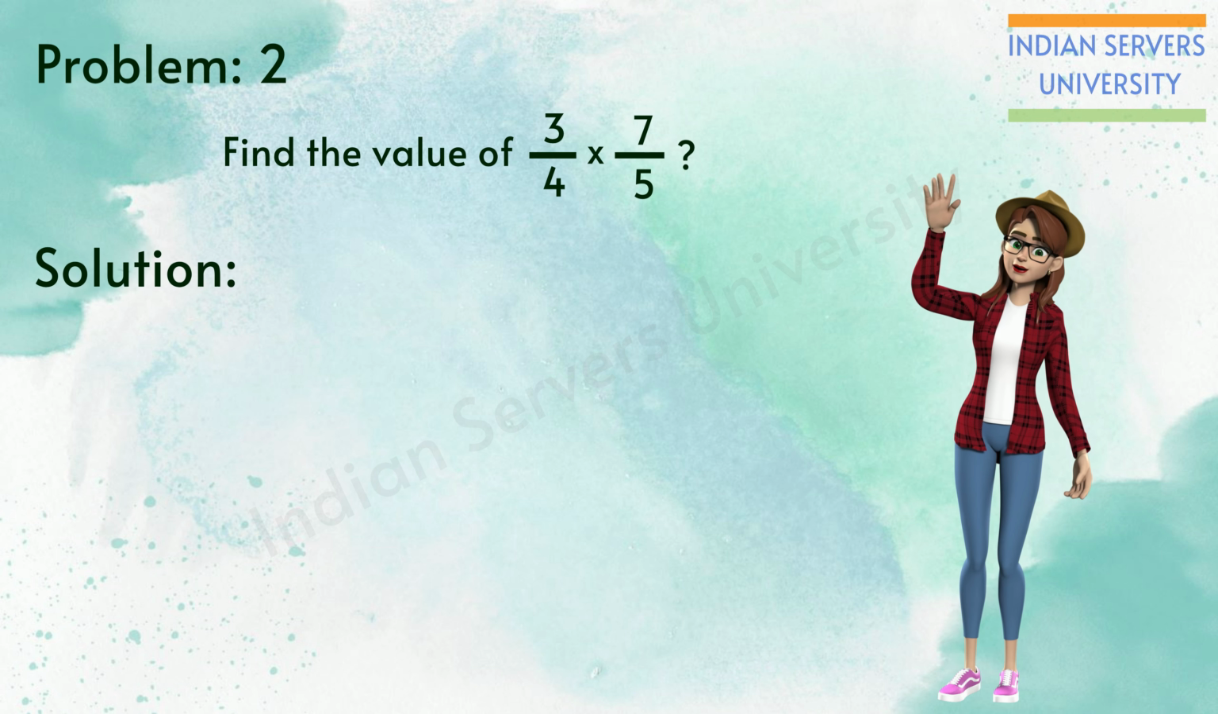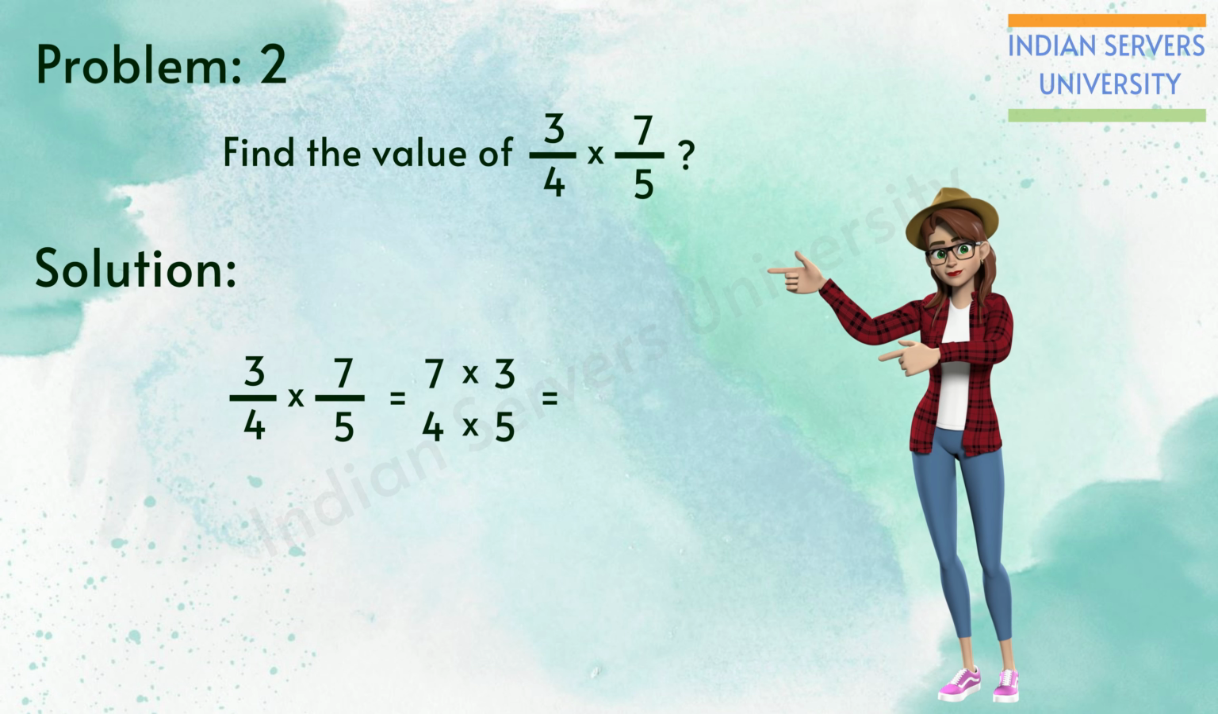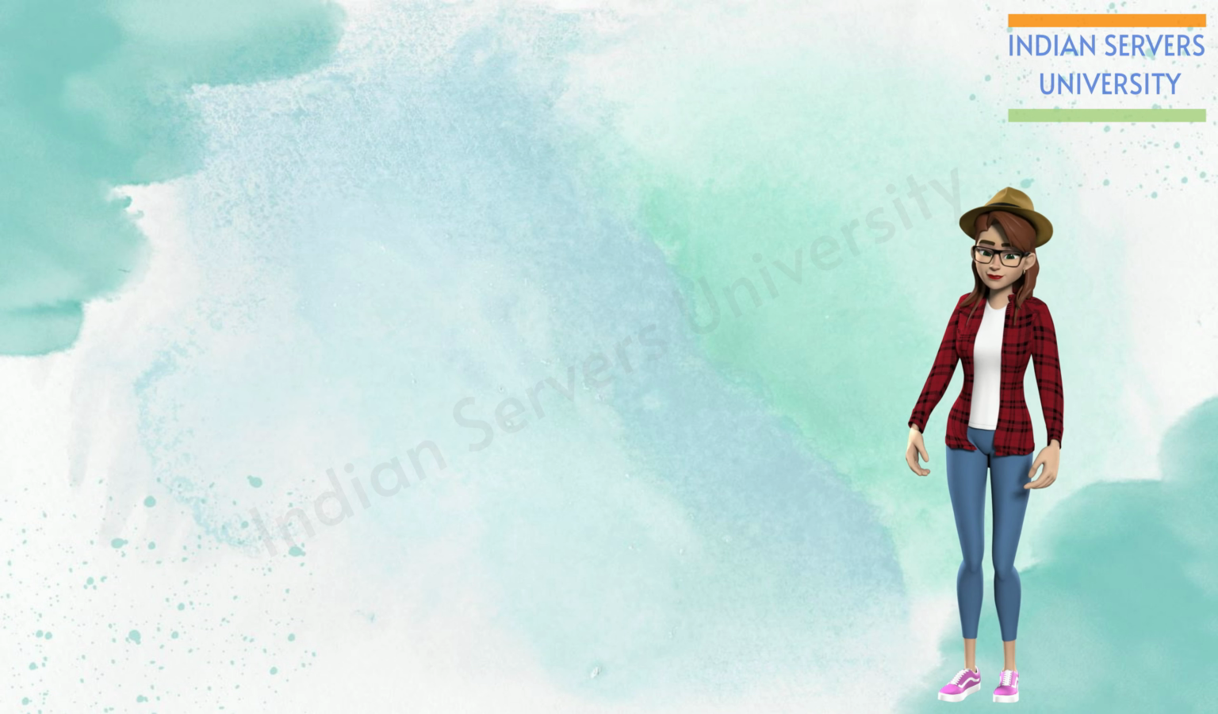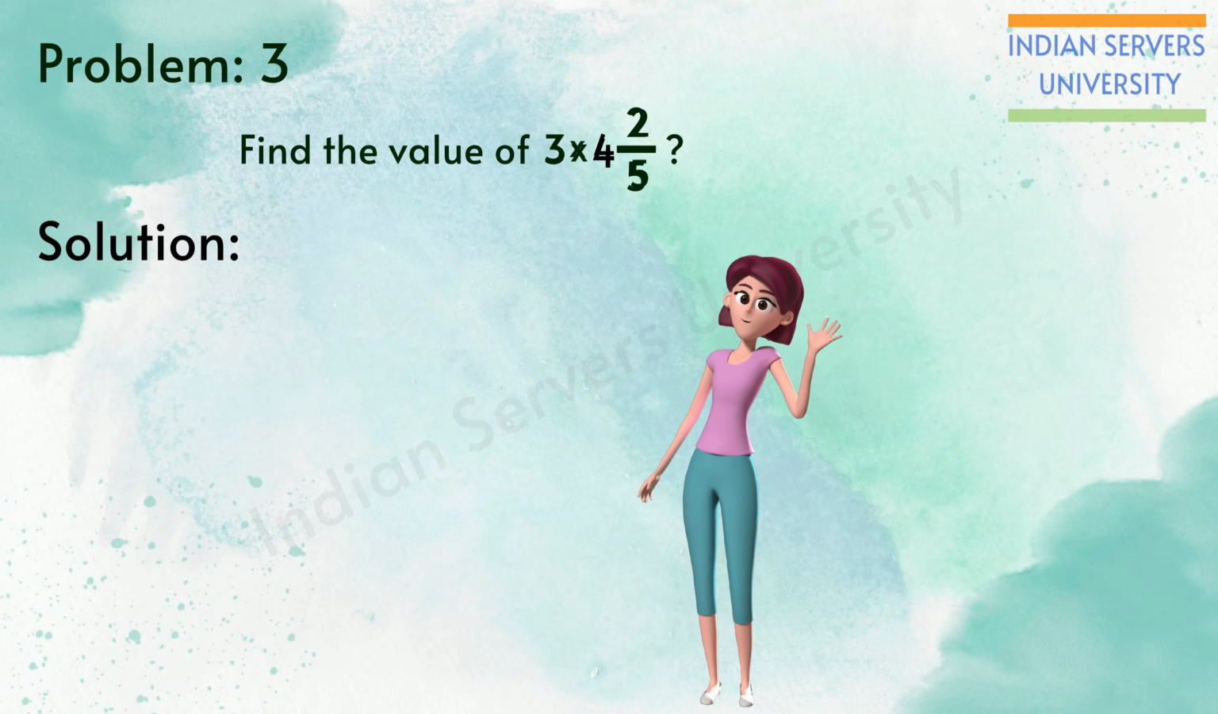Next problem, 3 by 4 into 7 by 5. So 7 into 3 21, 4 into 5 20. So 21 by 20.